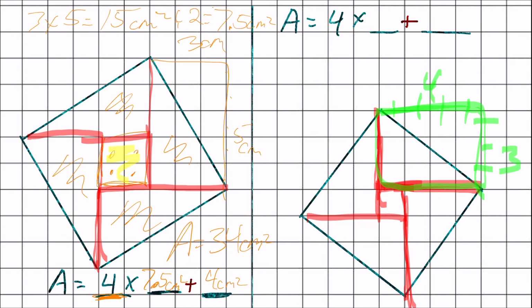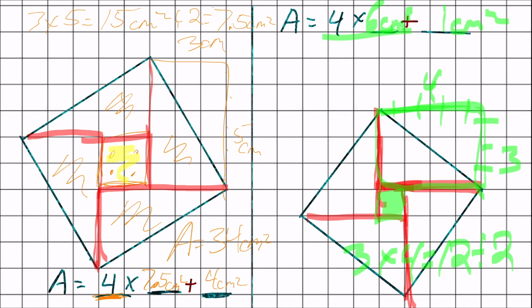Okay, 3 times 4 is equal to 12. Divided by 2, that's going to be 6. So this is going to be 6 centimeters squared. Now I have to account for this part in the middle, and it's a 1 by 1 again, so 1 times 1, and that's 1 centimeter squared.